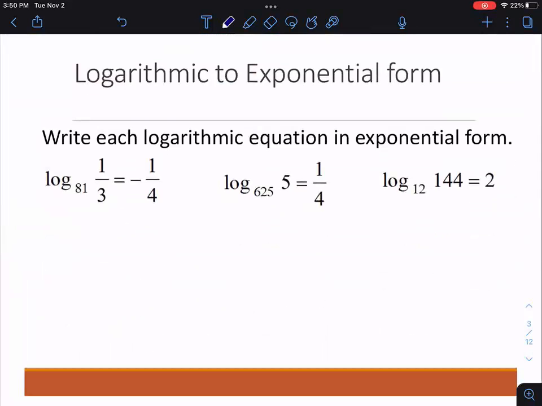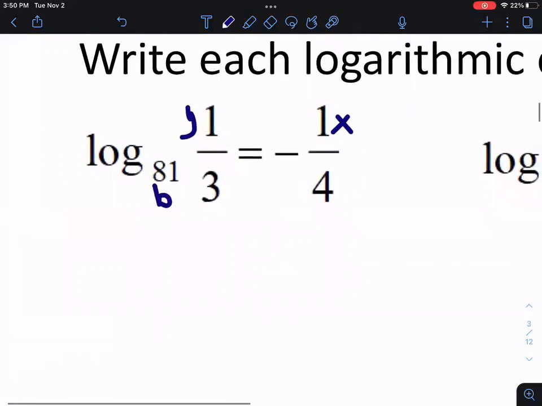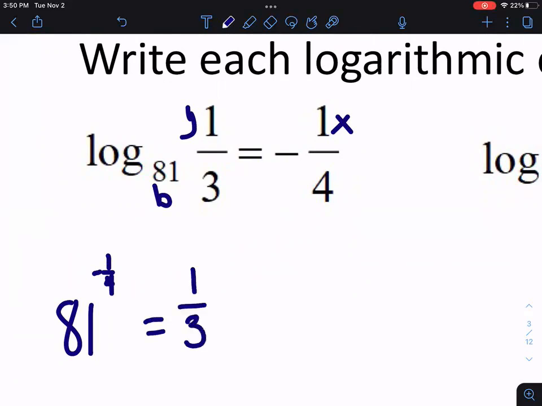On this side, we're converting from logarithmic to exponential form. So the first thing we're going to do is label them in the opposite form that we just did. So here we have log base b of y equals x. We're going to write that in exponential form. So 81, b to the x power, negative 1/4 power equals y, which is 1/3.